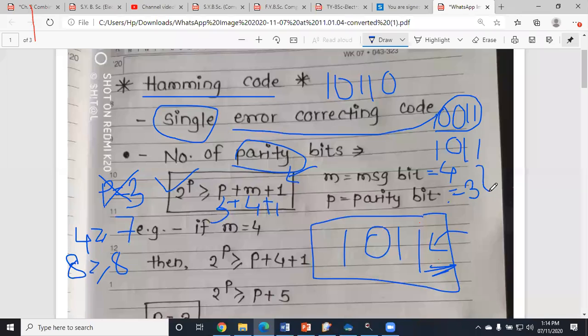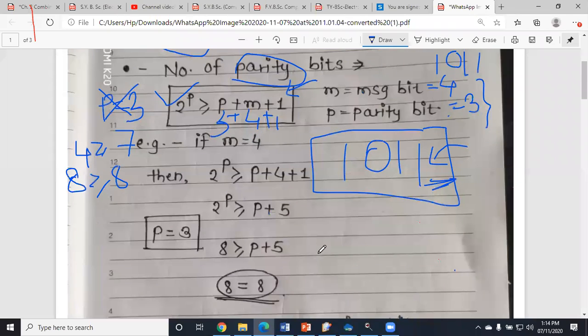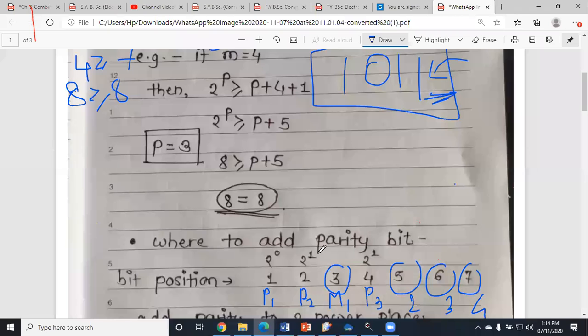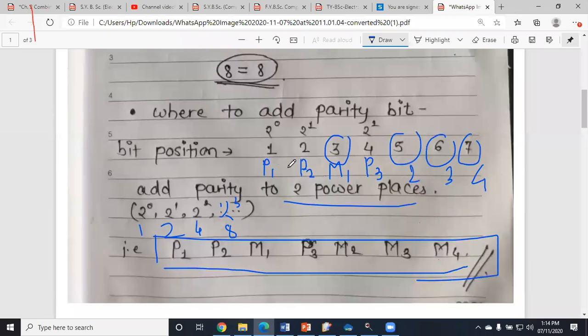Everyone is understanding till this 4 + 3, so 4 message bits, 3 parity bits. Good. Now next to that, see, the entire data which we are going to transmit is of 7 bits. Why 7? Because we have 4 message bits and we have 3 parity bits. 4 + 3 is equal to 7. That is why the entire data we are going to transmit is 1, 2, 3, 4, 5, 6 and 7. That is of 7 bit.